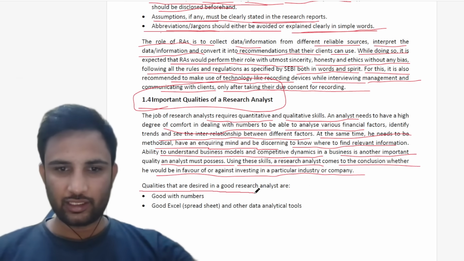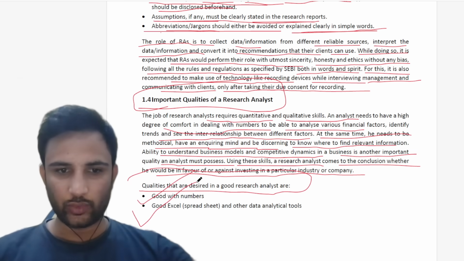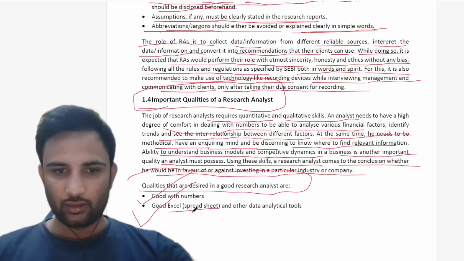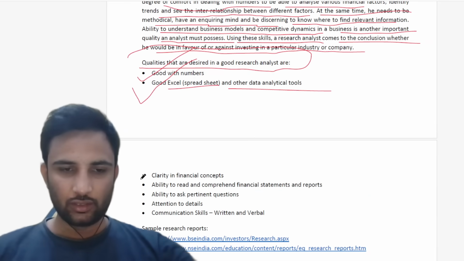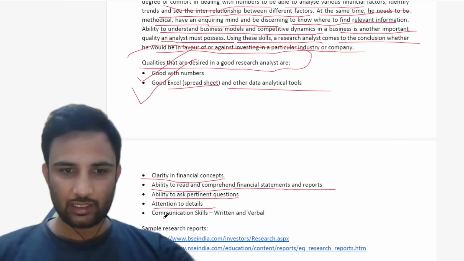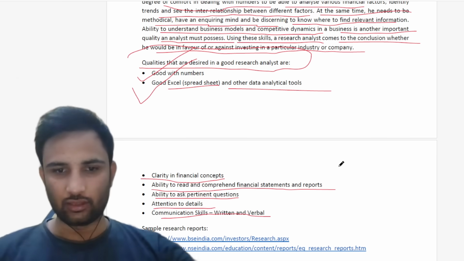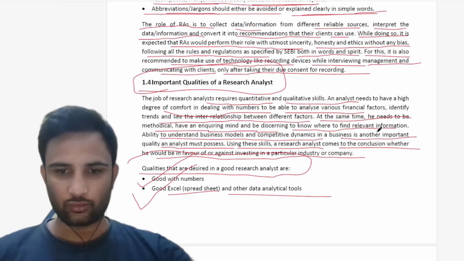The qualities that are desired in a good research analyst: they should be good with numbers, and they should also be good with Excel or spreadsheets and any other data analytical tools. They should also have clarity in financial concepts, ability to read and comprehend financial statements and reports, ability to ask pertinent questions, attention to detail, and communication skills, verbal and written both.